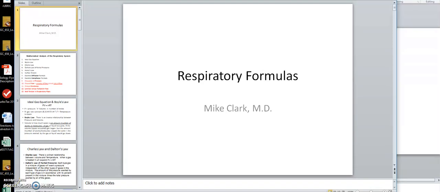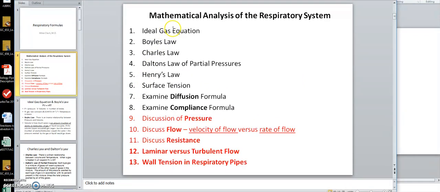Okay, class, now to understand, just like we did in the blood vessels, we need to look at respiratory formulas. And then we can apply these formulas as we go through, because then we're going to go back to the anatomy in a moment. But I want to do this and then we can apply them. Under the formulas, these are the ones we'll talk about: the ideal gas equation, Boyle's law, and so forth. The ones in red, I'm not going to talk on because we did that in the cardiovascular. So they're in here, but you can go back and study those in cardiovascular.